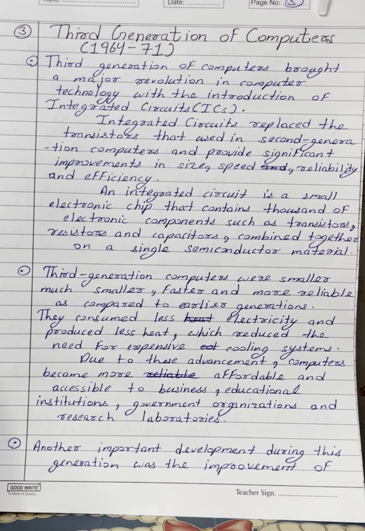So another important development during this generation was the improvement of operating systems. Advanced operating systems were introduced that allowed computers to perform multiple tasks more efficiently. Concepts such as multi-programming and time sharing were developed in this period. Multi-programming allowed a computer to execute multiple programs by switching between them, while time sharing allowed multiple users to access the same computer simultaneously.